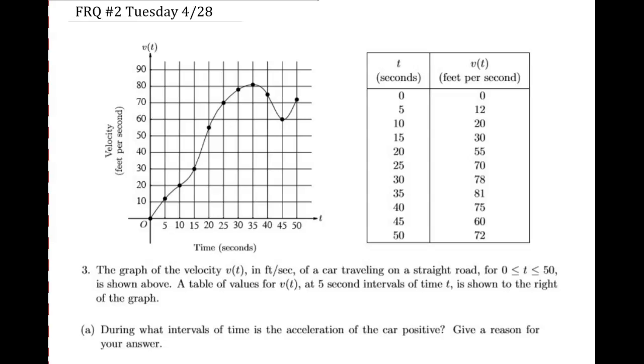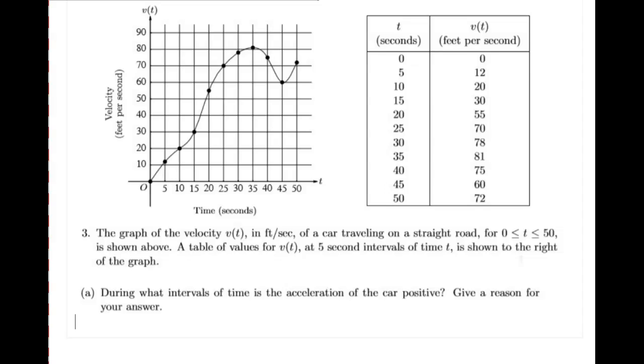All right, so we have the graph of the velocity of a car traveling on a straight road, and we have a table of values also. So for part A, during what intervals of time is the acceleration of the car positive?